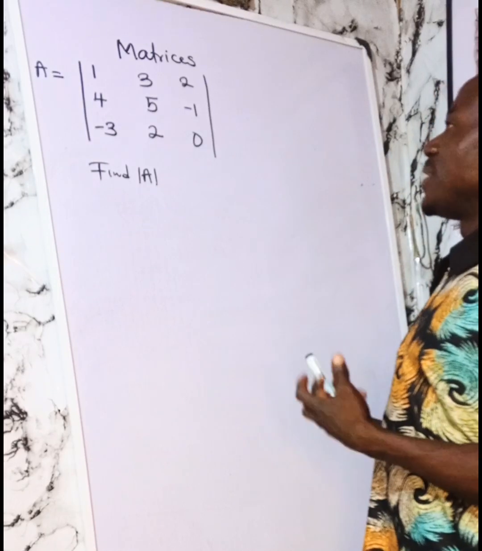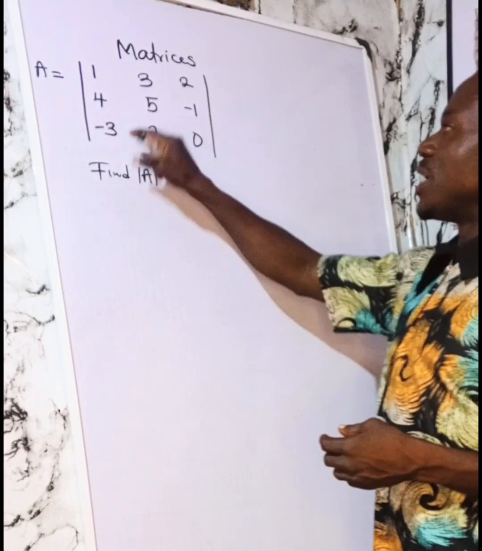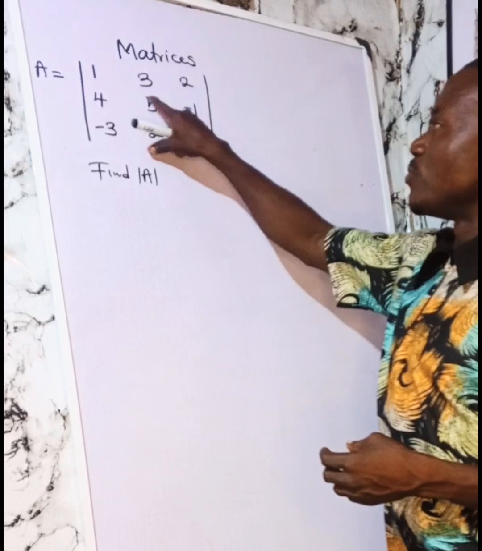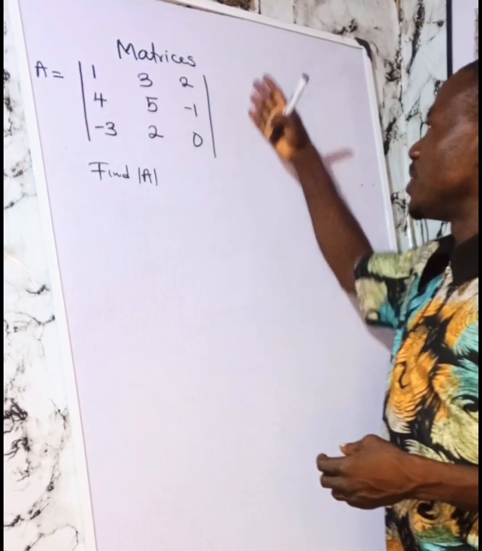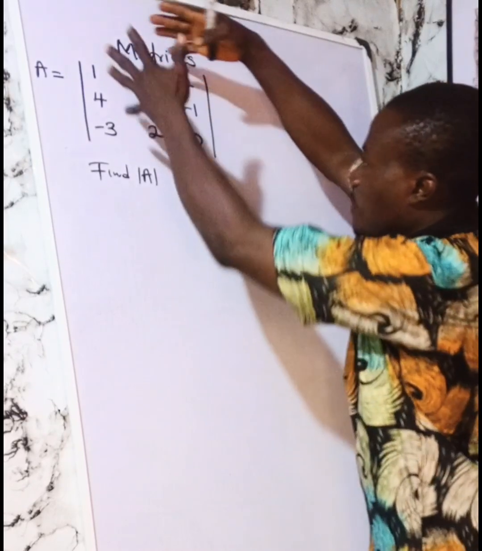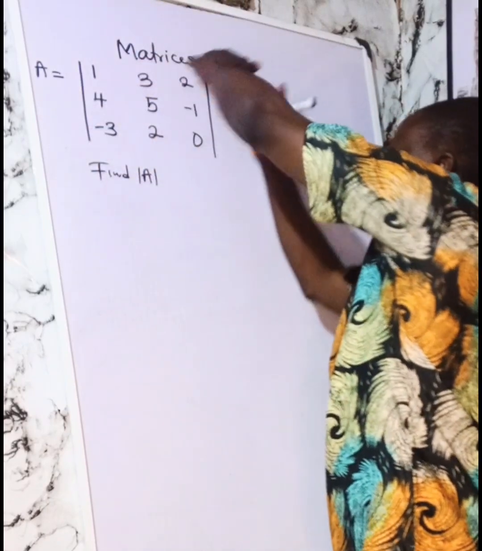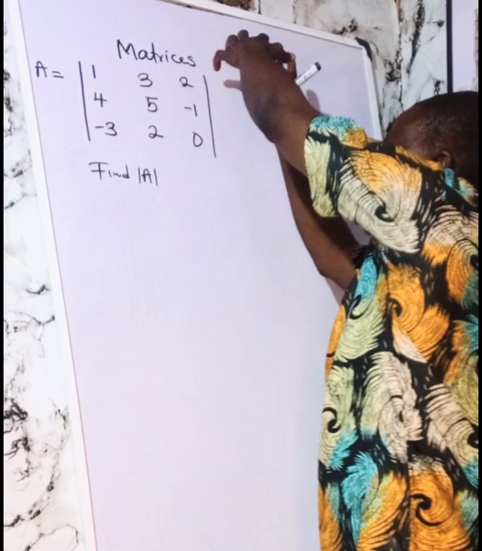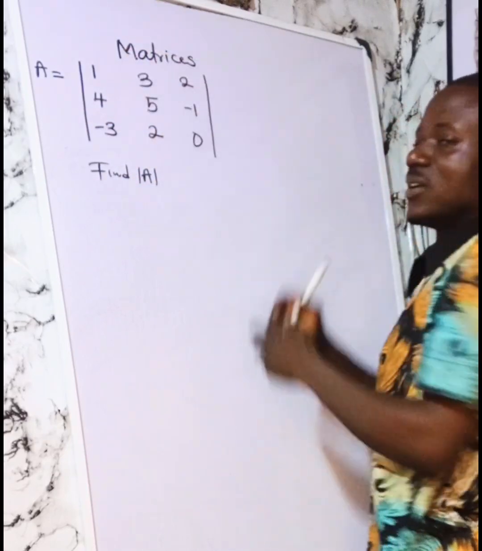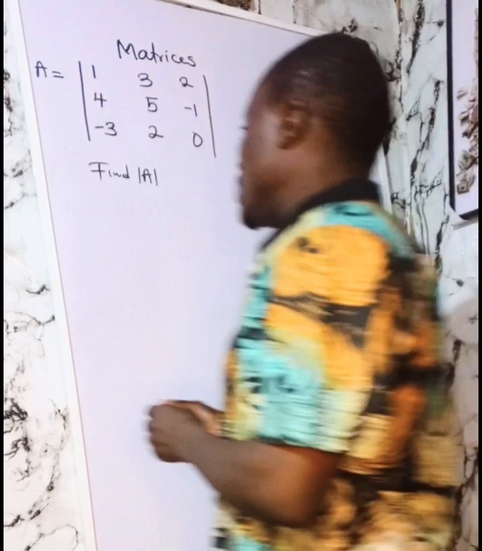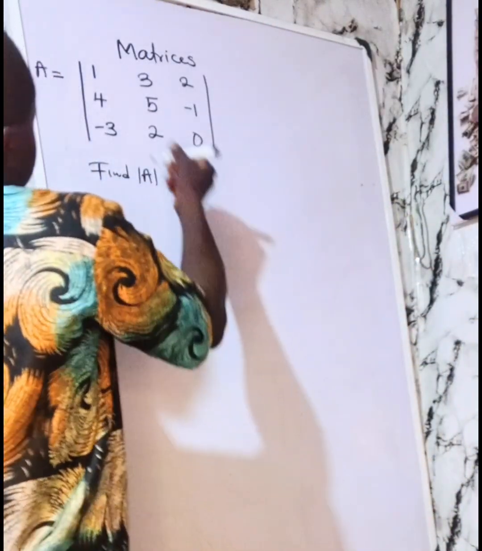By applying that method, what we are going to do here is to repeat these first two columns here, so that we are going to multiply this diagonal, then also multiply this particular diagonal. Then the answer we got from this diagonal, we subtract it from this diagonal. So let's do that quickly. We are starting with this diagonal.